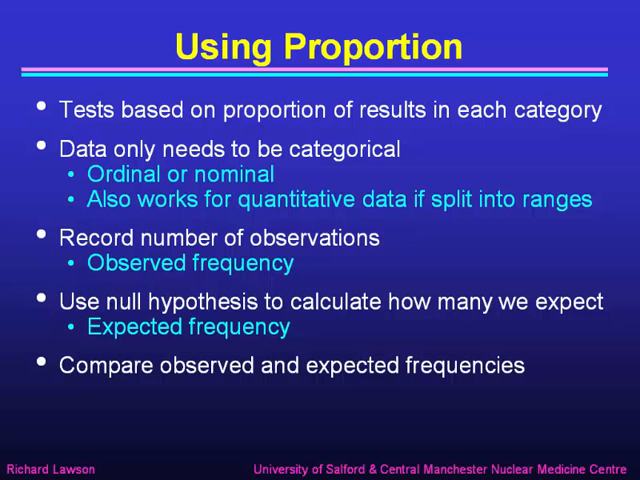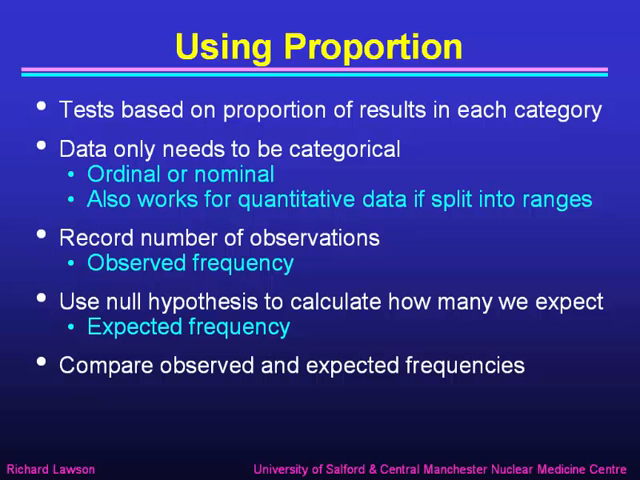Another way of dealing with non-parametric data is to use proportion. This uses tests based on the proportion of the results in each category. So the data only needs to be categorical. It doesn't matter whether it's ordinal or nominal, whether it can be arranged into order or not. You can also apply these tests to quantitative data by splitting them into ranges. So for example, making one category for everything from 10 to 20, another category from 21 to 30, and so on. But generally, if you've got quantitative data, it's better not to have to do this.